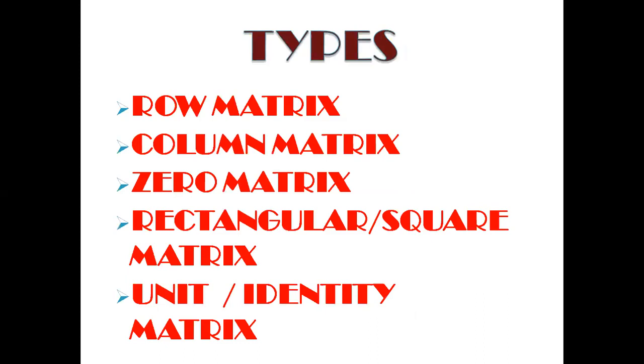So these are the main types of matrices: row matrix, column matrix, zero matrix, rectangular matrix, square matrix, unit or identity matrix. We need to know these before we begin the operations on matrices.